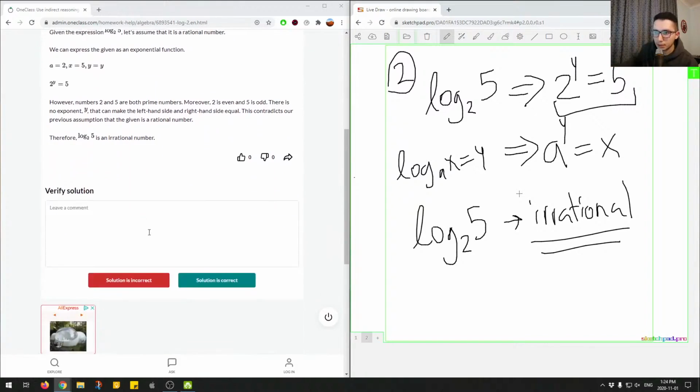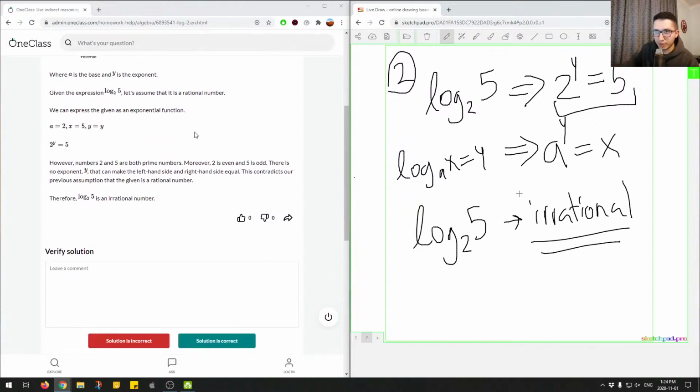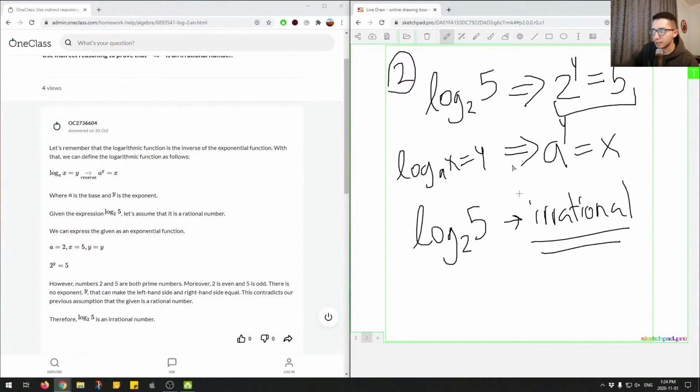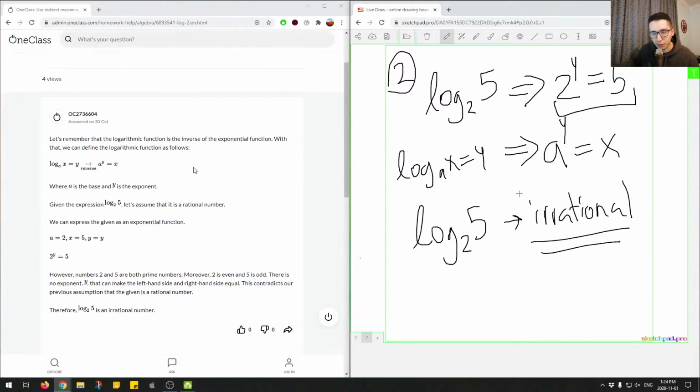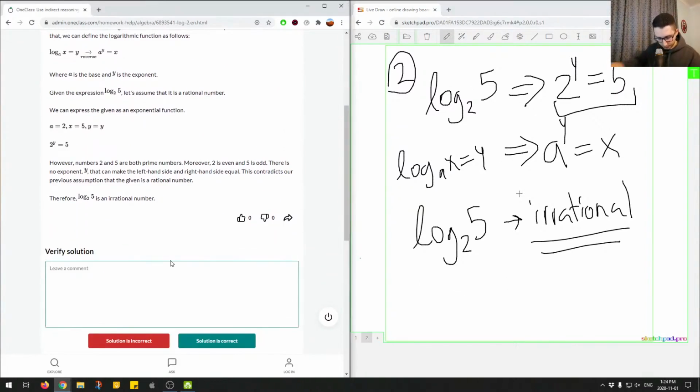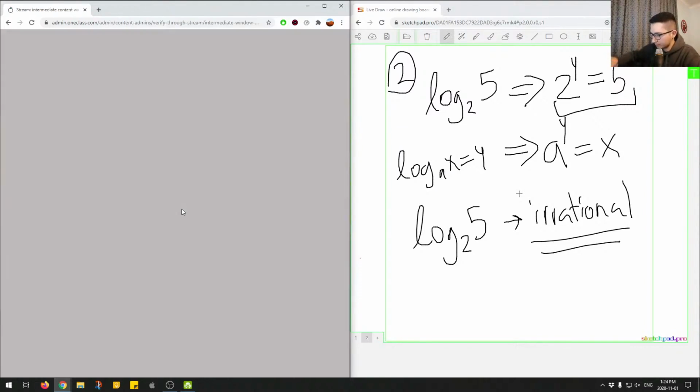Okay. So we've verified that this is the correct solution based on our reasoning over here, and went through the step-by-step process. So we'll mark this as correct. Correct answer. Great job. And we'll mark this as correct.